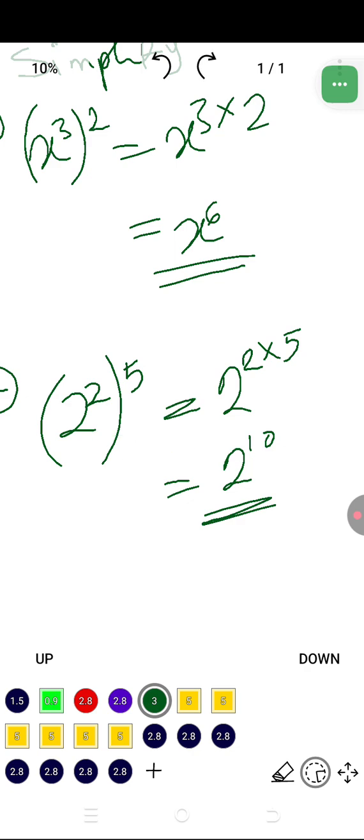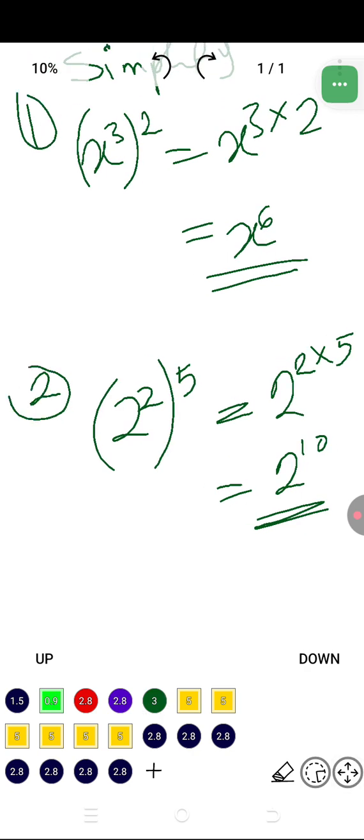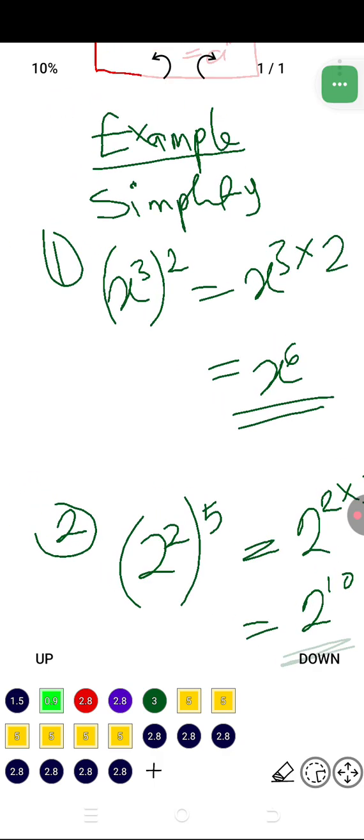That is all about the zero power law and power raised to power.